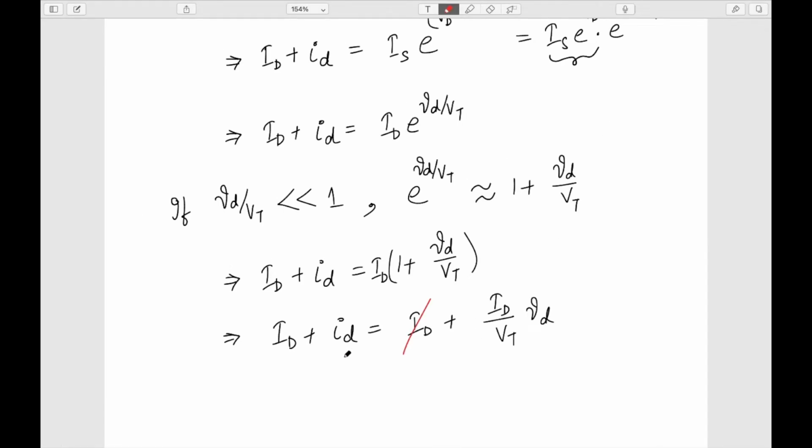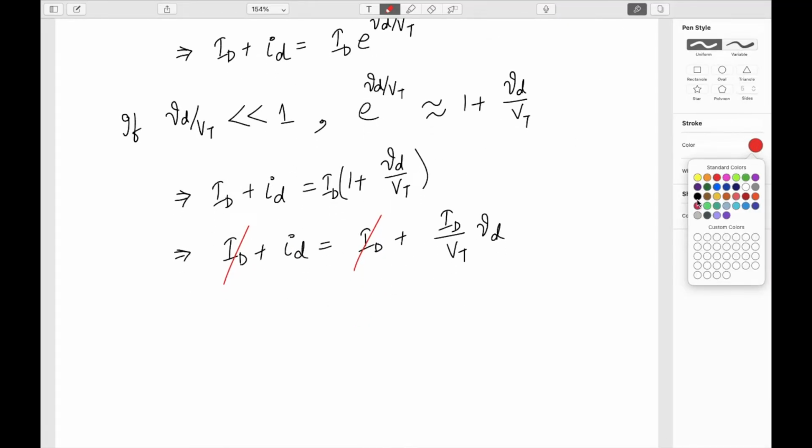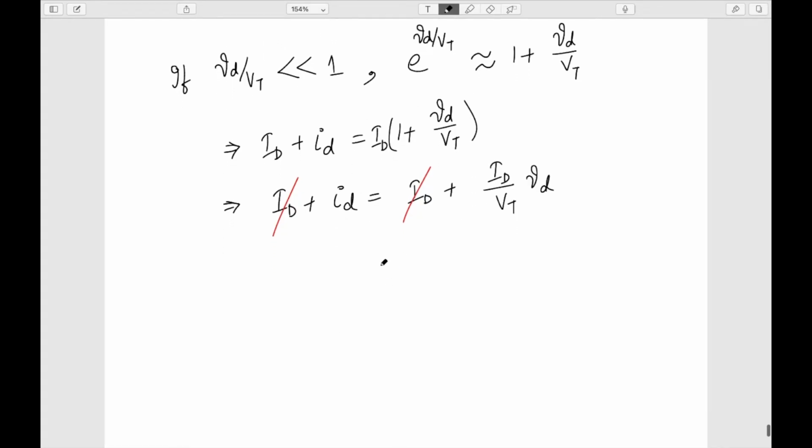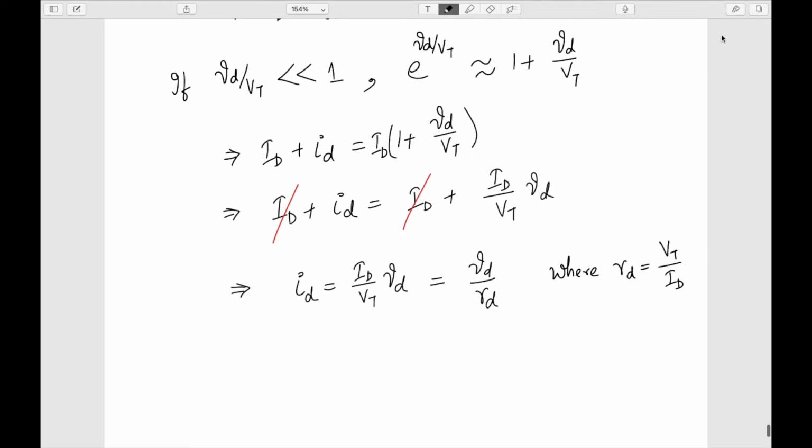So what I can do now is cancel this ID and this ID, and finally what I'll get here is my small id is equal to ID by Vt into vd, or I can write it as vd by rd, where my rd is given by rd equal to Vt by ID. This is an important conclusion.